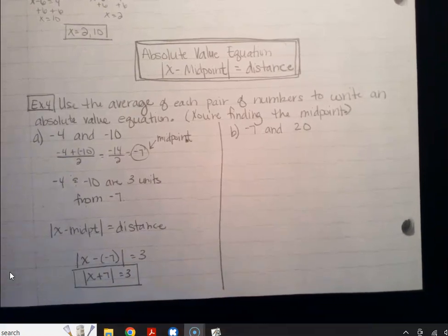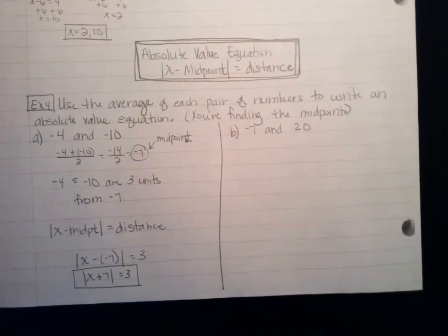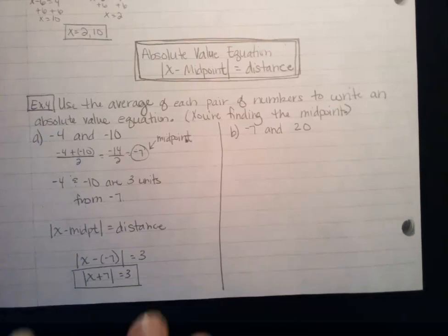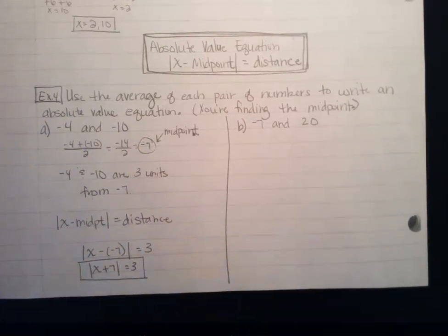So the last one, example 4. Use the average of each pair of numbers to write an absolute value equation. In this case, you are finding the midpoints. If you're given -4 and -10, we're supposed to use the average. What is average? Added together, divided by 2. So we added -4 and -10, divided by 2, so -14 divided by 2 is -7. That is your midpoint.